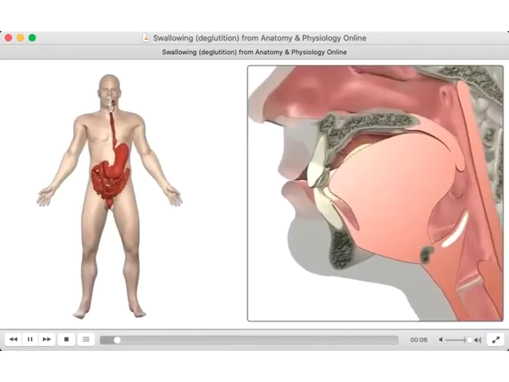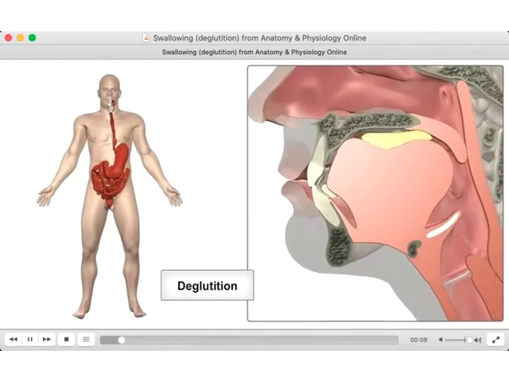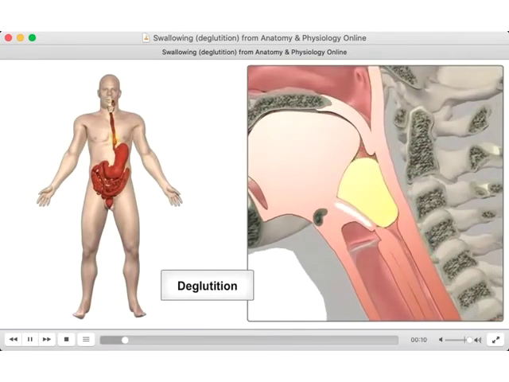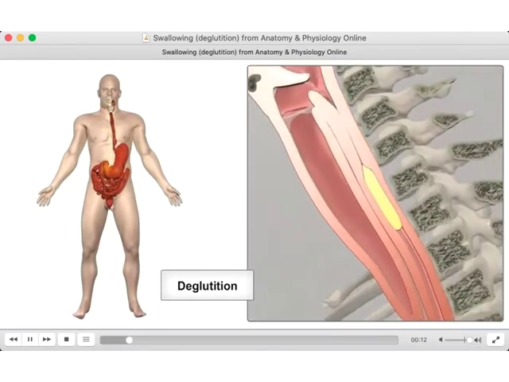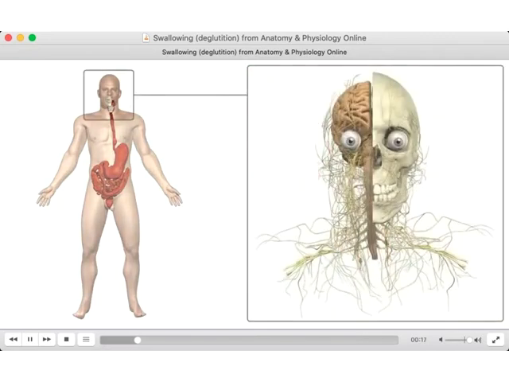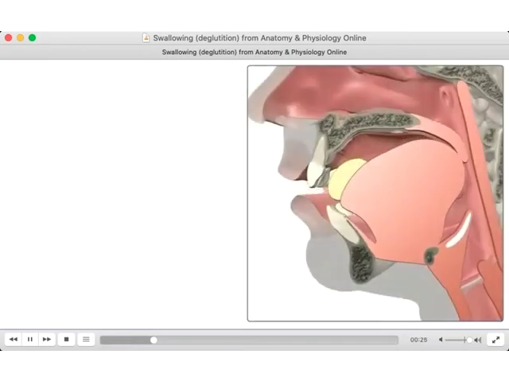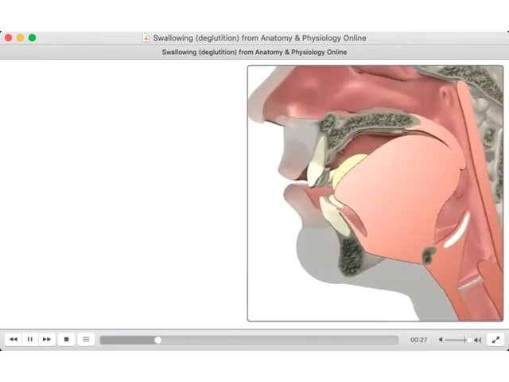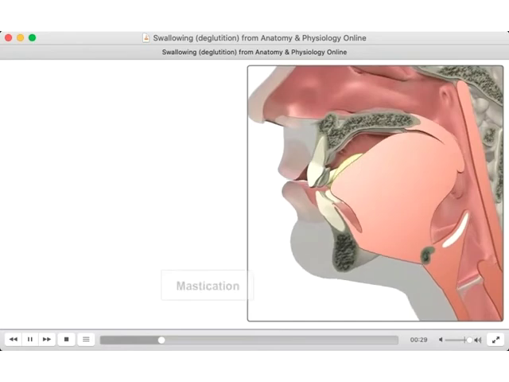Swallowing, or deglutition, is the process by which food passes from the mouth to the stomach. This movement is controlled by the nervous system and involves both voluntary and involuntary muscle contractions. Before food is swallowed, it is mechanically broken down in the mouth by chewing, or mastication.